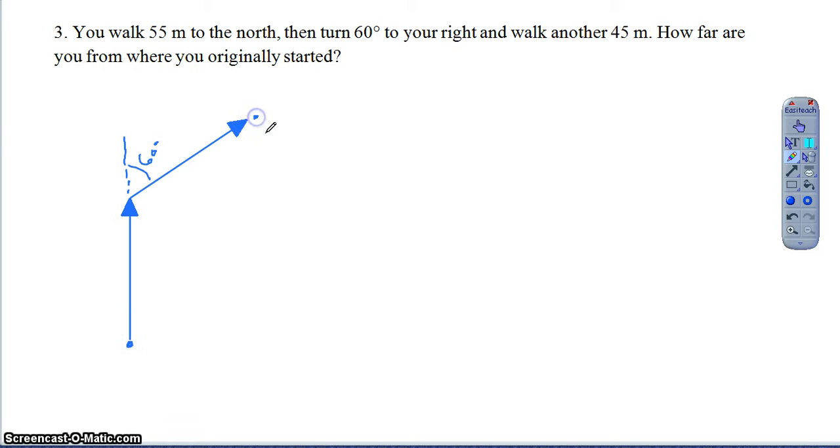So we're looking for our displacement, right? We know displacement is a vector quantity, and so the easiest way to do this is to break up my second vector into components. So I know that this first one goes straight 55 meters to the north. My next vector goes over and up. So if I can find those two components, no big deal. So this would be a 30-degree angle, right?